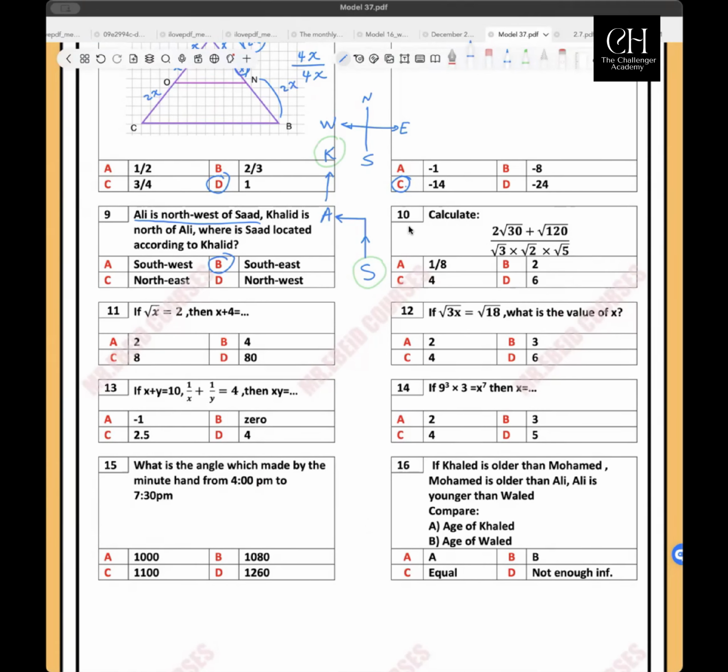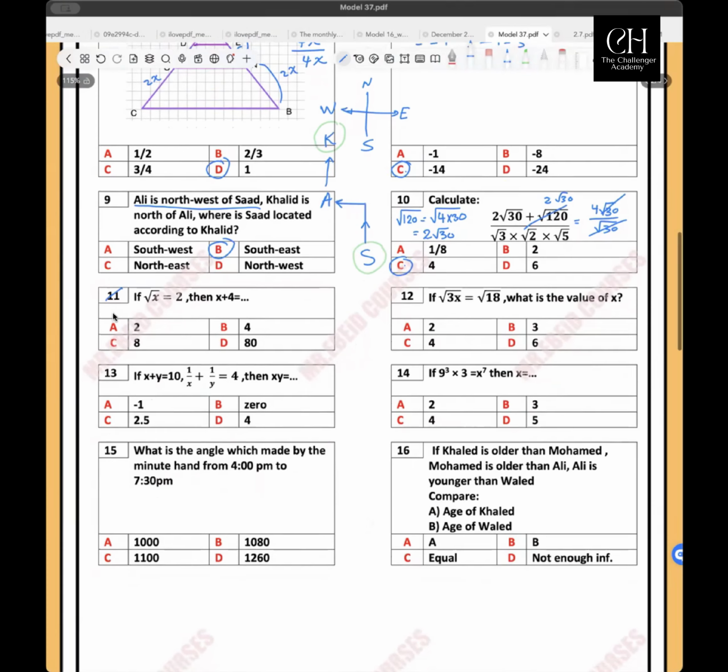In this question, you can rewrite root 120 as root 4 times 30. And you can take the square root of 4, which equals 2, and write down 30. So we can replace root 120 with 2 root 30. Now we have 2 root 30 plus 2 root 30, which equals 4 root 30. Over, if you have several roots multiplied by each other, you can multiply the numbers under the square root. So 3 times 2 equals 6, 6 times 5, which equals 30. Now we can cross root 30 with root 30, so the answer is 4.